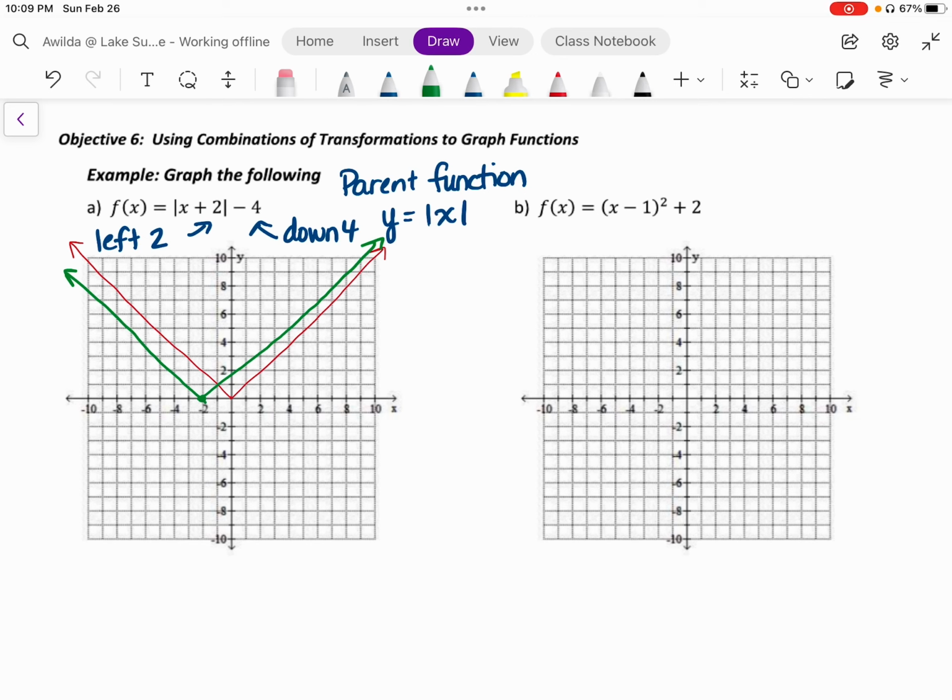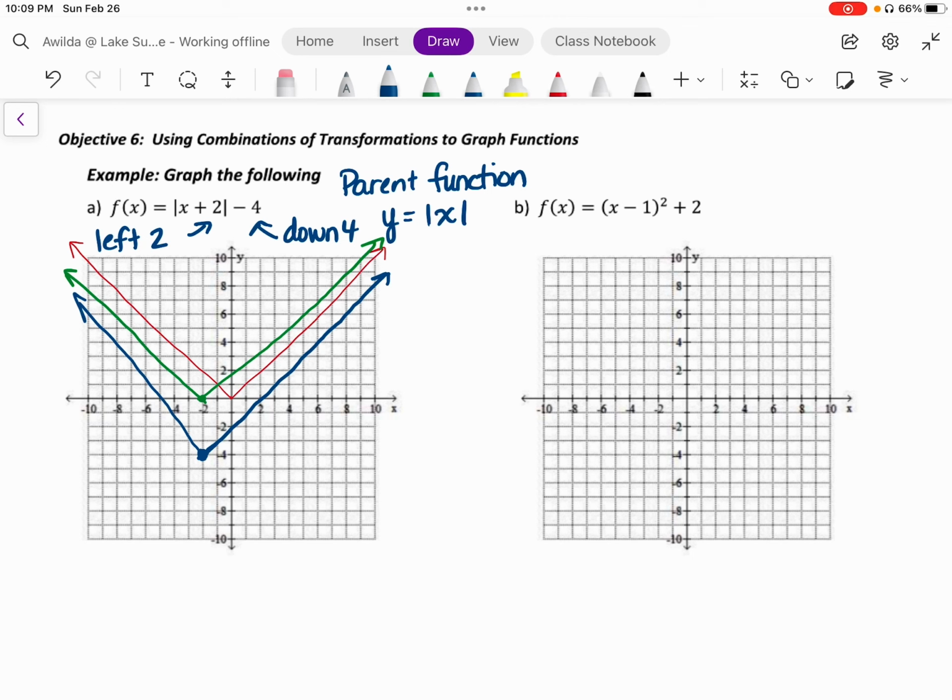Finally, from the green graph, we're going to move everything down 4 units. So you see this point at -2, 0? It's going to move down 1, 2, 3, 4 units where I just put down that blue dot. And now everything else is going to move down with it. And so we're going to go right through here. And same thing on the other side. So the blue graph is going to be the final graph.